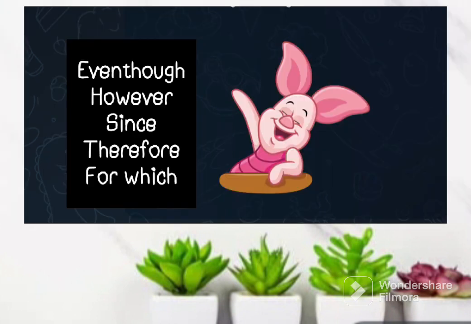Here I want to introduce some terms which are already familiar to you. You are using them as connectives in the OET letter. That is nothing but even though and however, then there is since and therefore and for which. So these connectives are very familiar in the OET letter. I will repeat for you: however, even though, since, therefore, for which.